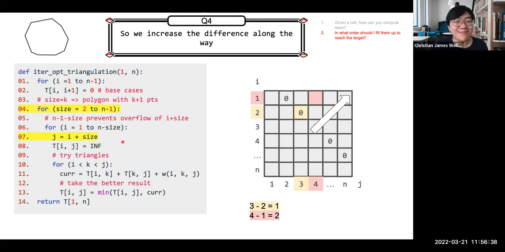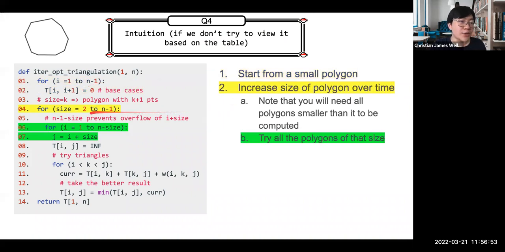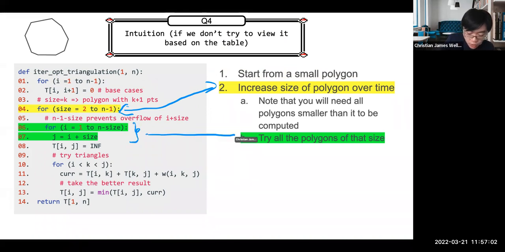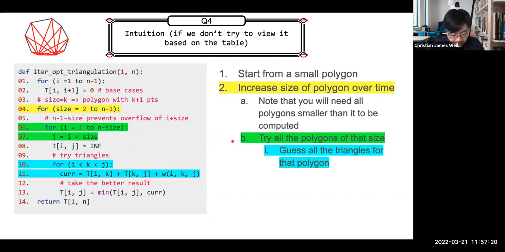I understand some of this might feel very confusing, the way I just described it in words. But again, if we start off from the intuition, if we don't try to view it based on the table, this is trying to start from a small polygon, like this is a line. This is the base case. And then you increase the size of the polygon over time. This over here tries all the possible polygons of that size, and then this is guessing all the triangles of that polygon. I won't have enough time to pause and think too much, so please visit the slide after this.